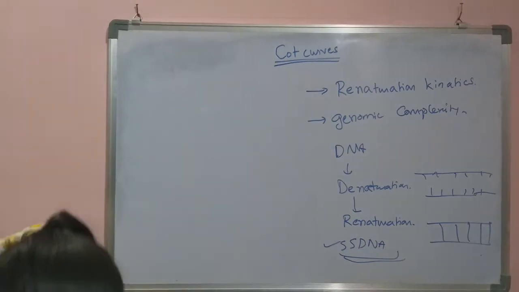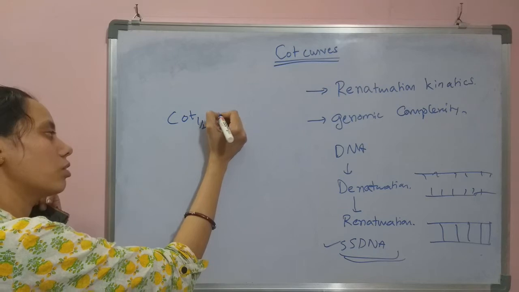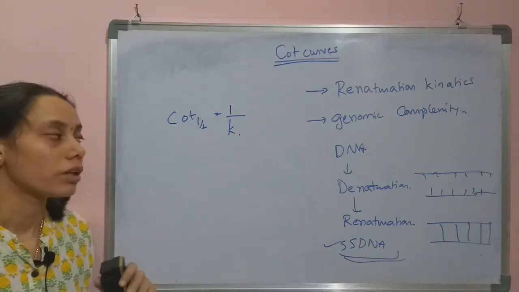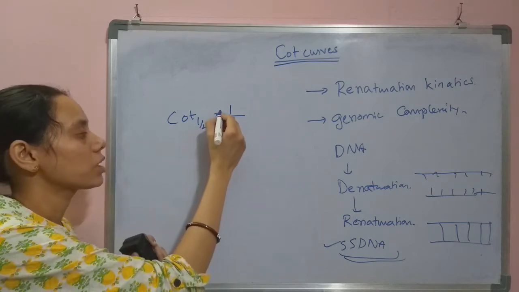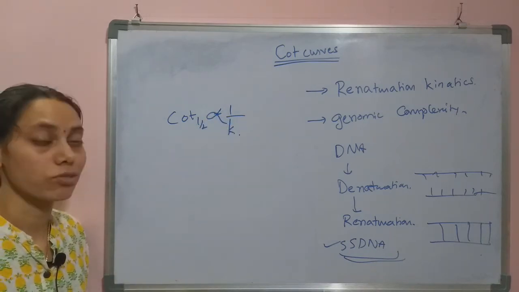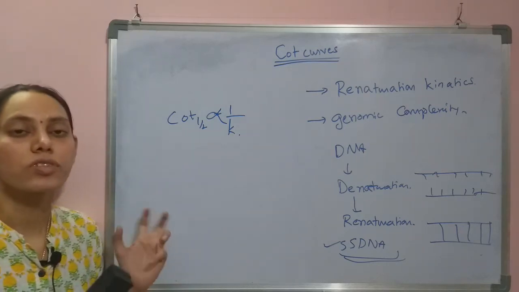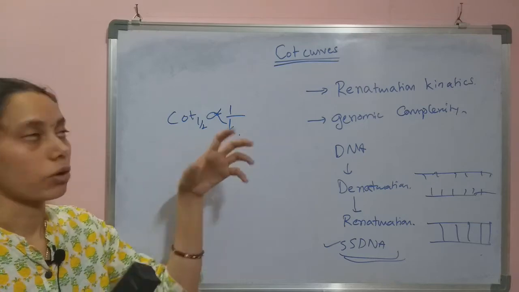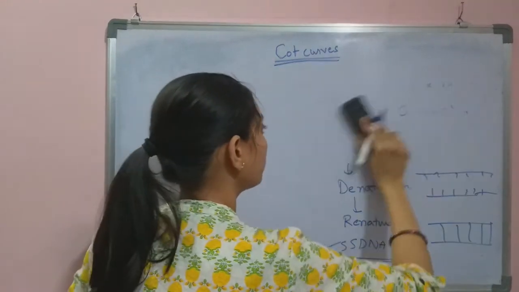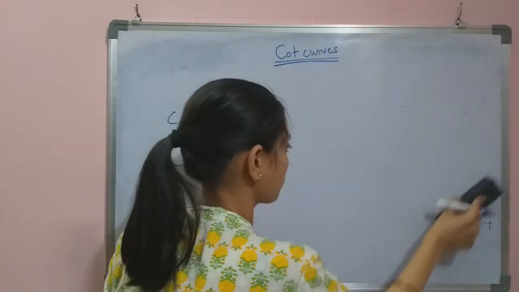So here cot half will follow this. That means the time taken for half of its renaturation will be inversely proportional to its constant. So this is the expression mostly used in plotting cot curves. So here cot curves will be more or less similar to this.